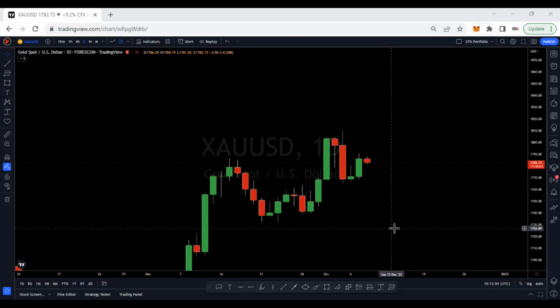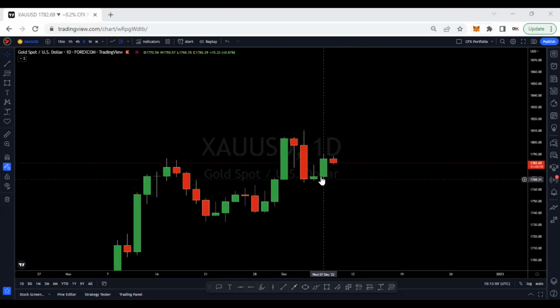Let's look at how we can use simple confluences to take advantage of the market. When you look at gold on the daily chart, we can see the previous daily candle close bullish. That is one indication that the market is likely to continue the upside momentum, but you don't actually base your decisions on that one alone.